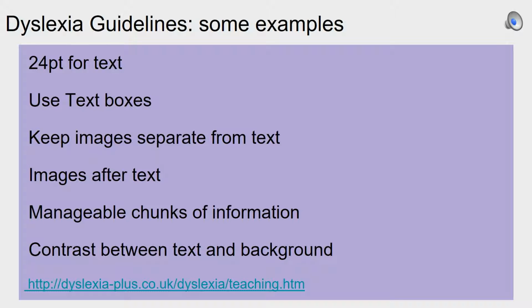These are some examples of tips for formatting slides with regards to dyslexia. Use 24 for text size. Use text boxes. Keep images separate from text. Images after text. Manageable chunks of information. Contrast between text and background. There is a link at the bottom of this slide to a more comprehensive guide.